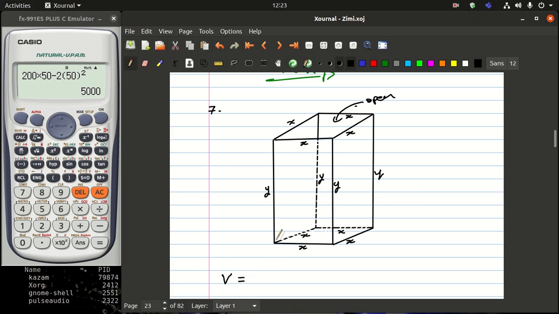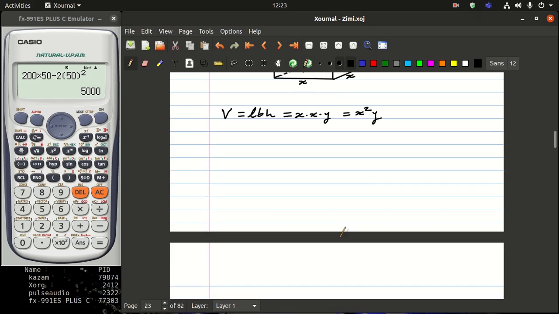The next thing that we also need to know here, the volume of this box is going to be the height times the base times the breadth. So we have L times B times H. The length is x times the base, which is also x, and then y. So we have x squared y. That is our volume here. Let me write it cleaner. So we have x squared y. That is the volume.